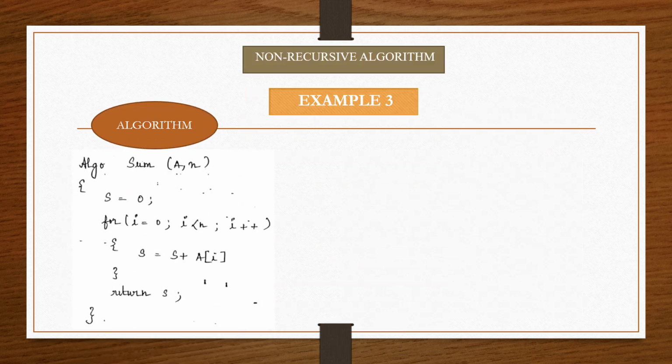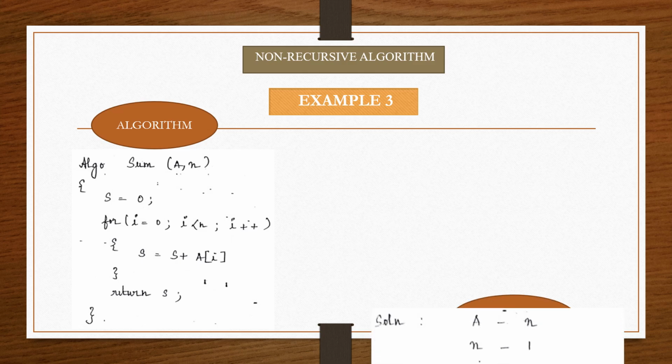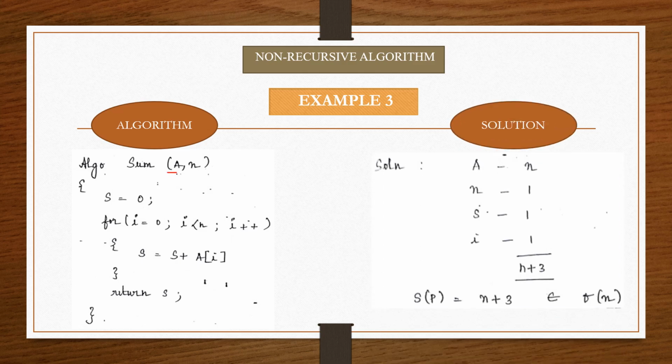Coming to the third example. Here this algorithm is used to calculate the sum of all the elements in an array. I have used an array of size n, so to store n numbers I need n space. Then n is a variable, so to store n I need 1. s is another variable, to store s I need 1. i is another variable, to store i I need 1. So the sum of all these is n plus 3, and it can be represented as order of n.